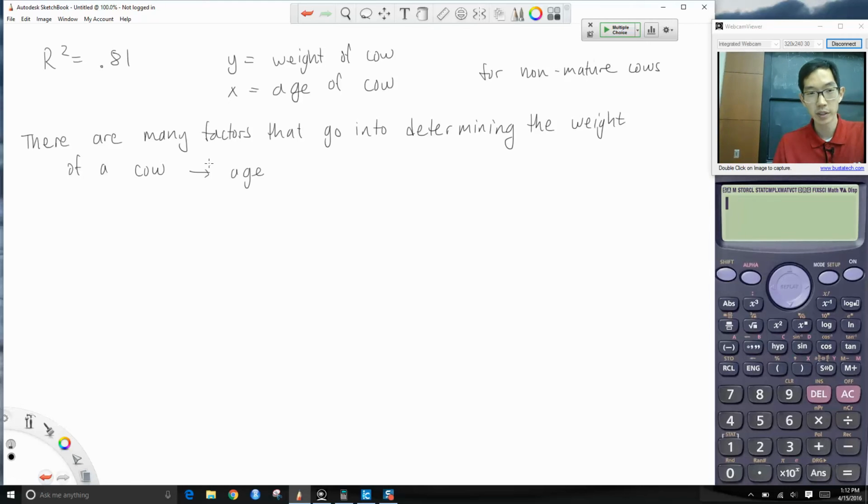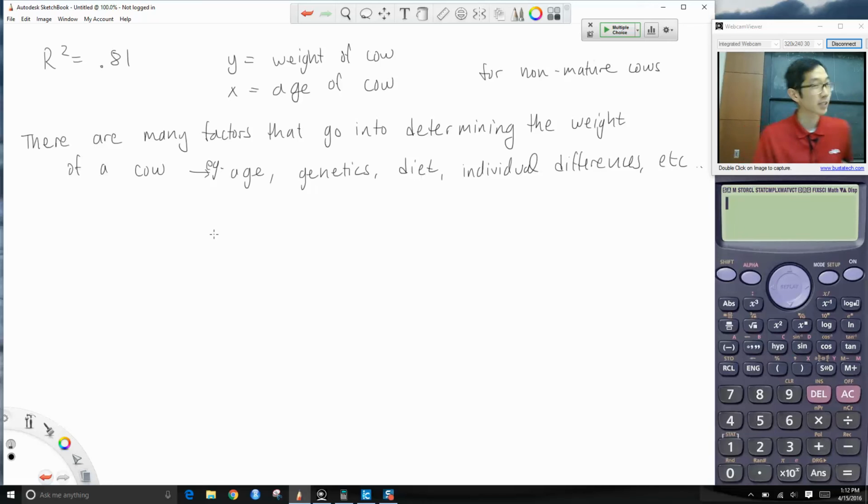for example, age, genetics, diet, individual differences, etc. Okay? The amount of exercise the cow gets, I don't know, okay? Many factors that go into determining the weight of a cow.